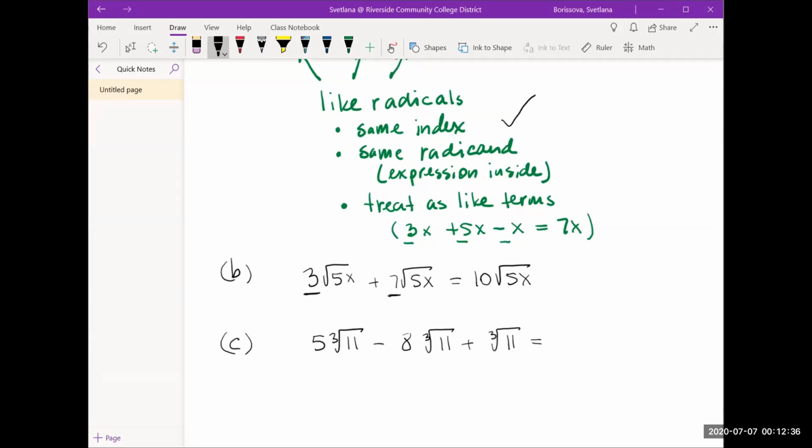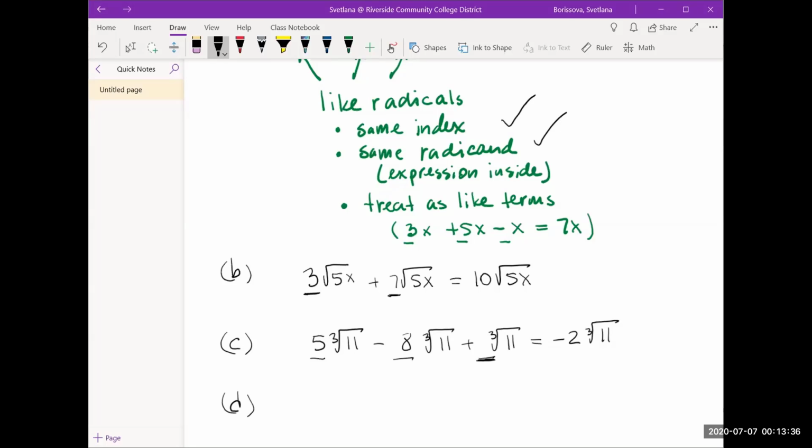Now the same radicand, or expression inside. Is it the same for all of them? Yeah, it's 11, 11, 11, so that's also satisfied. So we are looking at like radicals; just add and subtract their coefficients. 5 minus 8 is -3, and then -3 plus 1 is -2. So -2 cube root of 11. Perfect. Okay, let's move on, and then maybe just one counterexample, an example that illustrates when you cannot add.